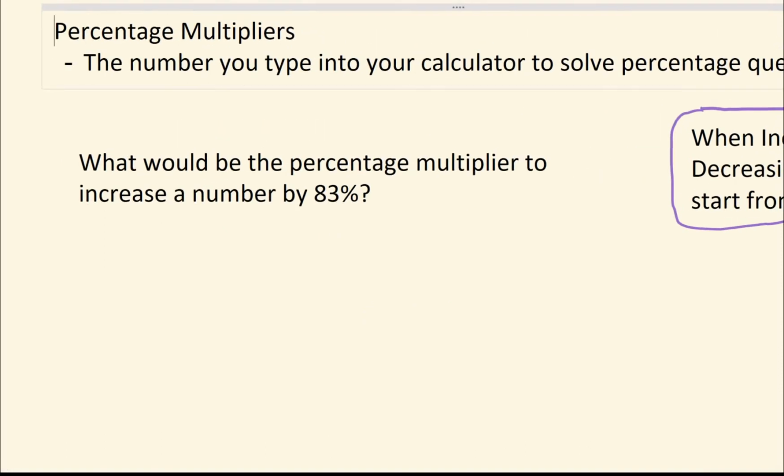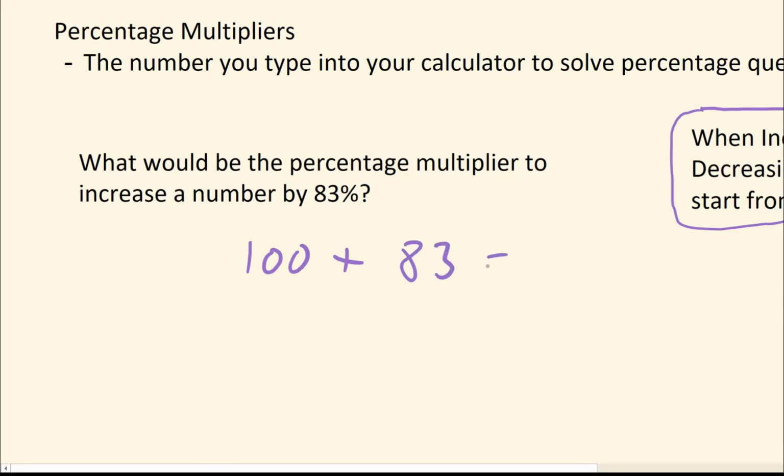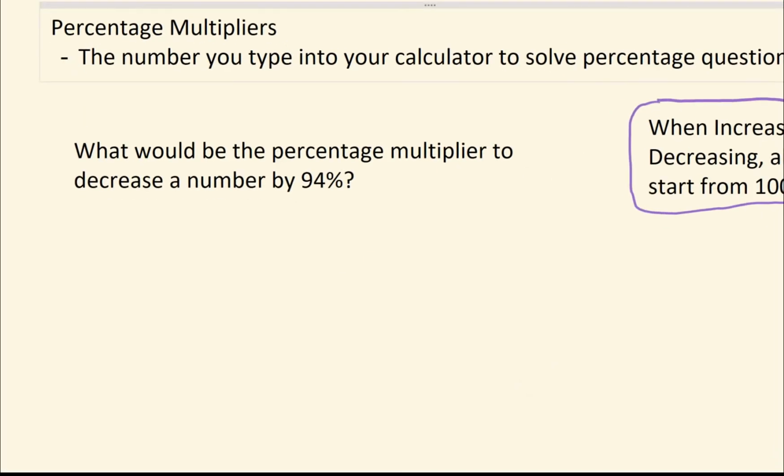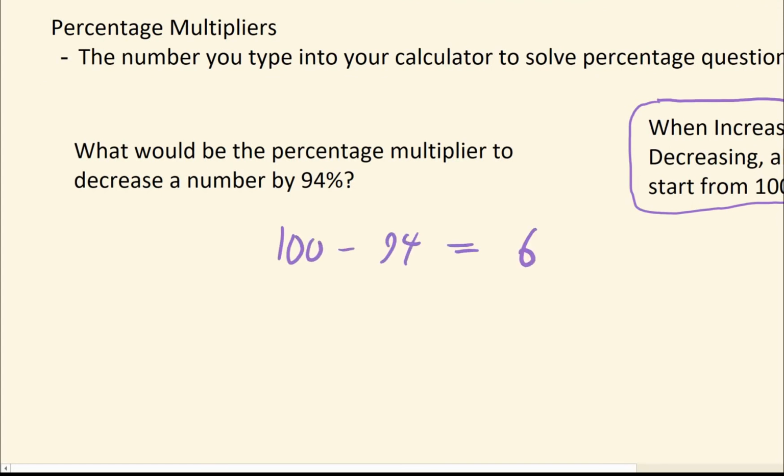To increase by 83%, we start at 100, we're now increasing, so we're adding on. We now want a total of 183%, so that would be 1.83. Okay, and the same idea can work no matter what the number is. So decreasing by 94%, we want to take off 94%, which means we're left with 6%, so we'd have to multiply by 0.06.